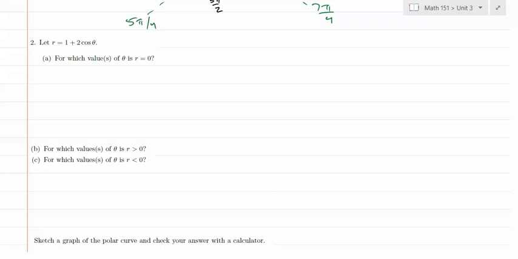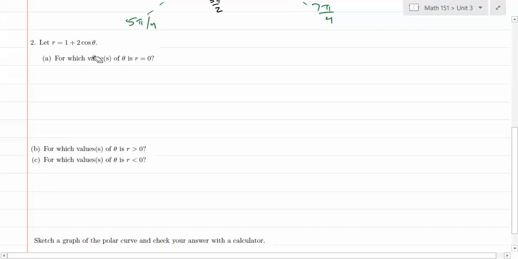For number 2 here, instead of filling out a table, we're going to do this a little bit more analytically. We have r equals 1 plus 2 cosine theta. First of all, we want to figure out for which values of theta is r equal to 0. R equals 0 is very important for polar graphs because that's where you hit the origin. So r equals 0 would mean that 1 plus 2 cosine theta equals 0.